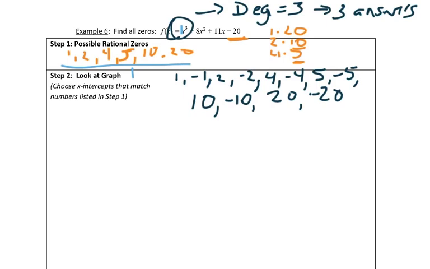So in my calculator, I would type x to the power of 3 plus 8x squared plus 11x minus 20. And then hit graph. And on my calculator, it looks like I've got something like this.